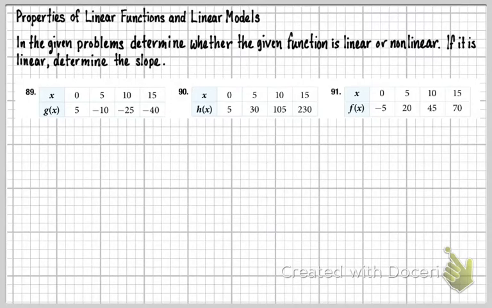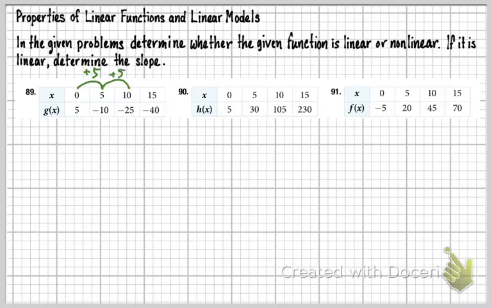In this problem, it says, determine whether the given function is linear or nonlinear, and if it is linear, determine the slope. So the first thing we're going to do is look at our values as we deal with the x's. When I take this from 0 to 5, my distance there is 5. And when I go from 5 to 10, that's also 5.